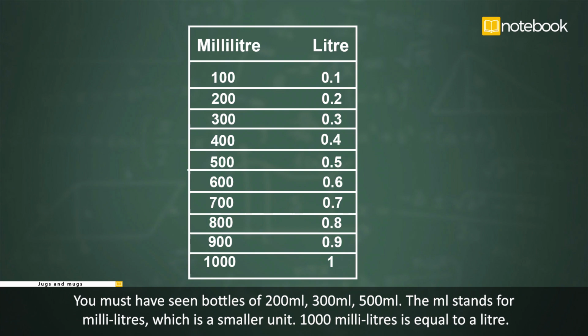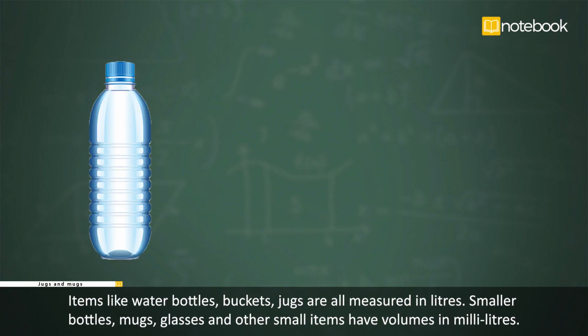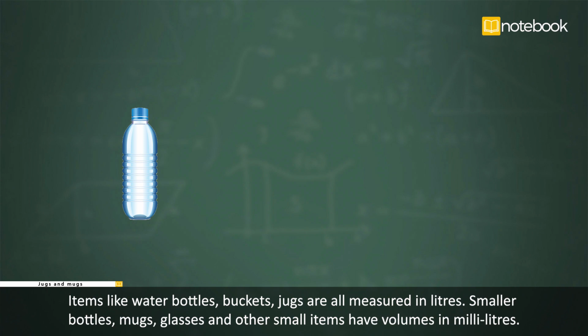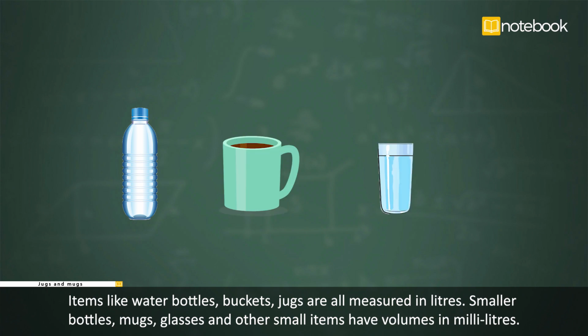You must have seen bottles of 200 ml, 300 ml, 500 ml. The ml stands for milliliters, which is a smaller unit. 1000 milliliters is equal to a liter. Items like water bottles, buckets, jugs are all measured in liters. Smaller bottles, mugs, glasses and other small items have volumes in milliliters.